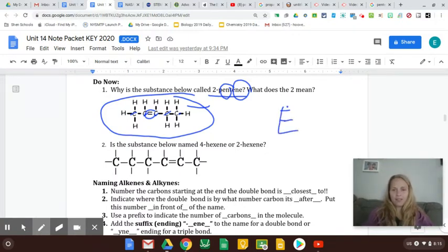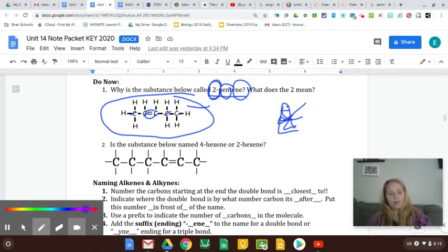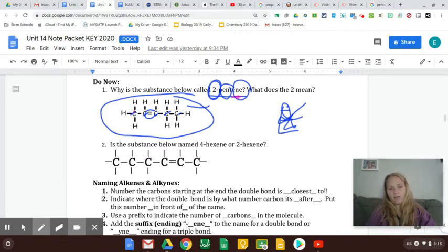Maybe it kind of looks like an E. Oh, no, that kind of looks like a triple bond. So why is this called, what's the 2 though? Why is this called 2-pentene? All right. And the answer is because of where the double bond is. It's off of the 1, 2, the second carbon.